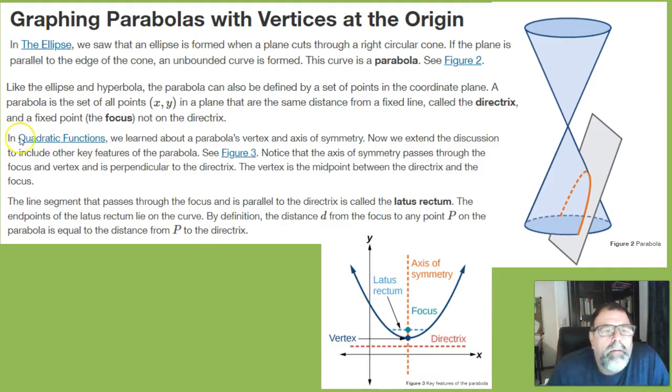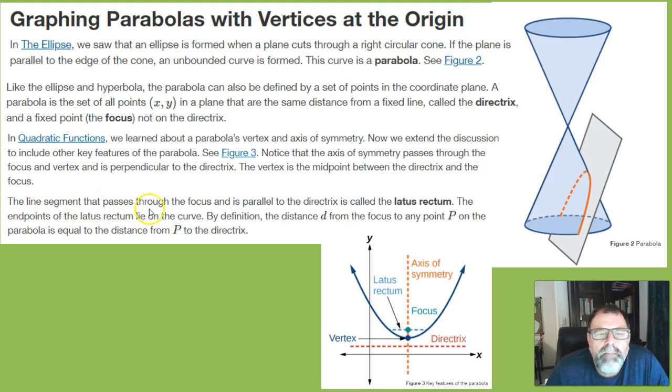All right, in quadratic functions, we learned about a parabola's vertex and axis of symmetry. So back in chapter 5, we talked about it in the context of a quadratic equation, a quadratic function. Now we're going to think about it as a conic section and identify other key features of the parabola. So we have the axis of symmetry that we mentioned before, but now we have these new terms, directrix, okay, and a focus, and the vertex, that's still there. And then there's this thing called the latus rectum.